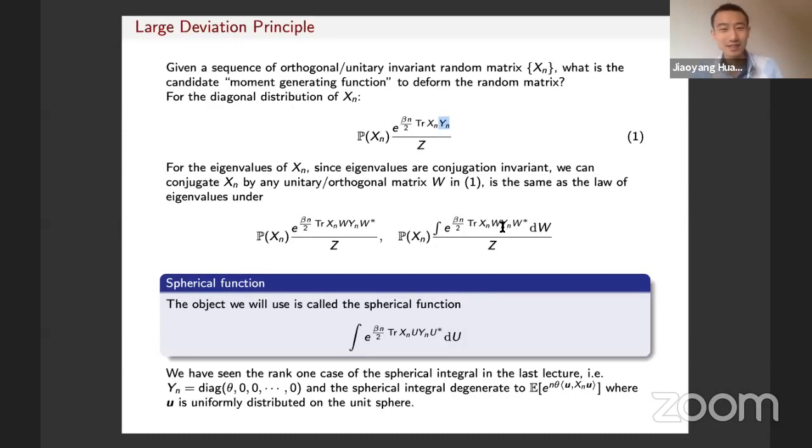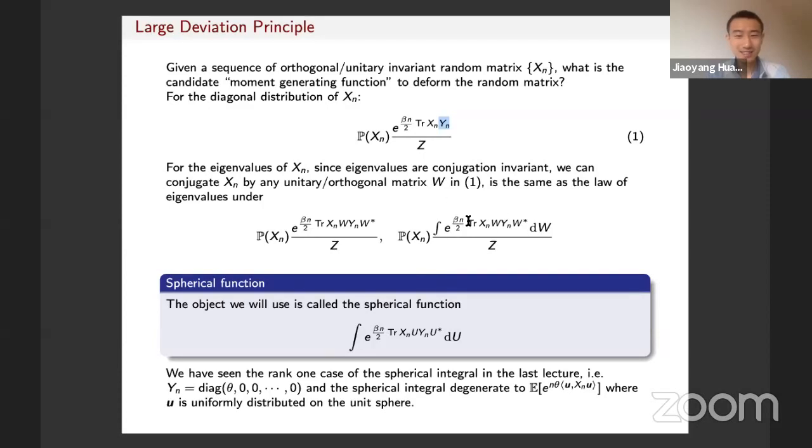Just take any Yn and tilt it by this integral. Okay. Why is this the right thing to do? Yeah, I will show you soon why this is the correct object in our setting. Yeah, thank you for this clarifying question. Any more questions?